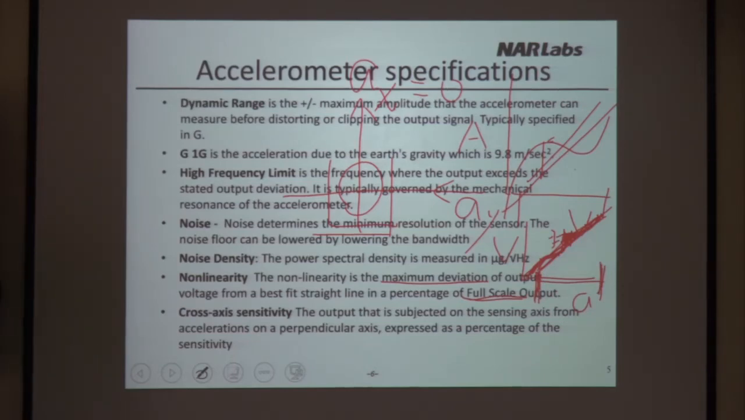But this is not going to happen. For any sensor, if you have AY, it will create some AX output. So the cross-axis sensitivity means AX divided by AY. If you have AY input, in the perfect world AX should be 0. But if AX is not 0, your AX value divided by AY is the cross-axis sensitivity. Next.